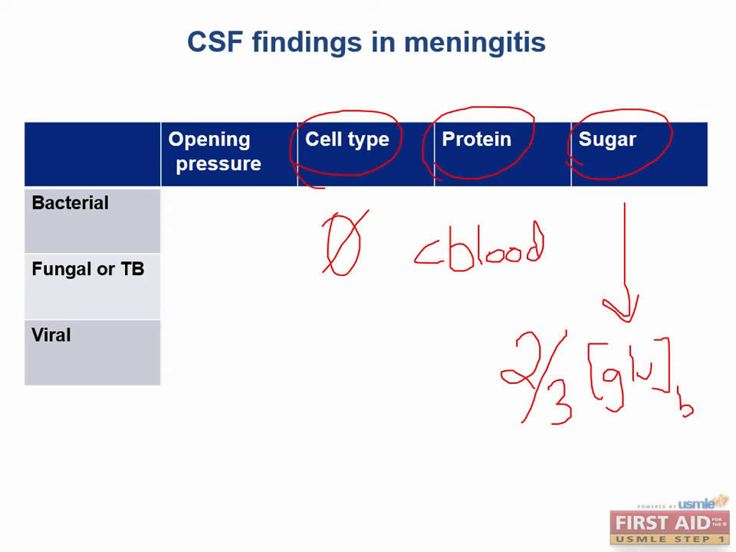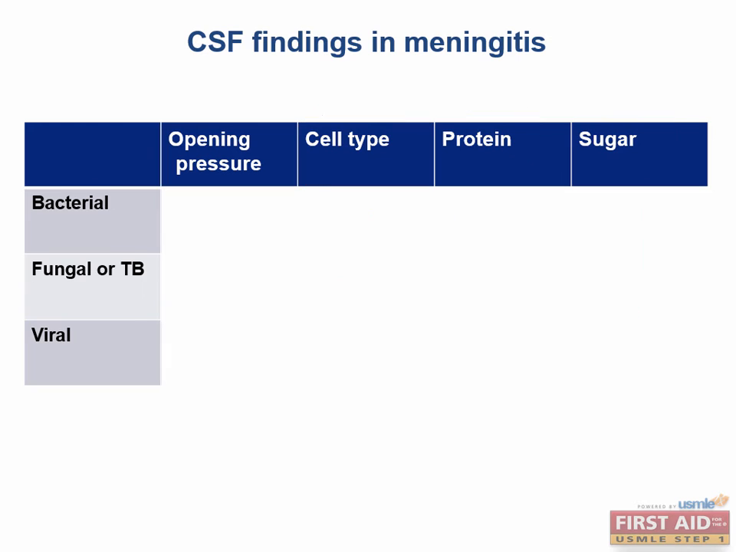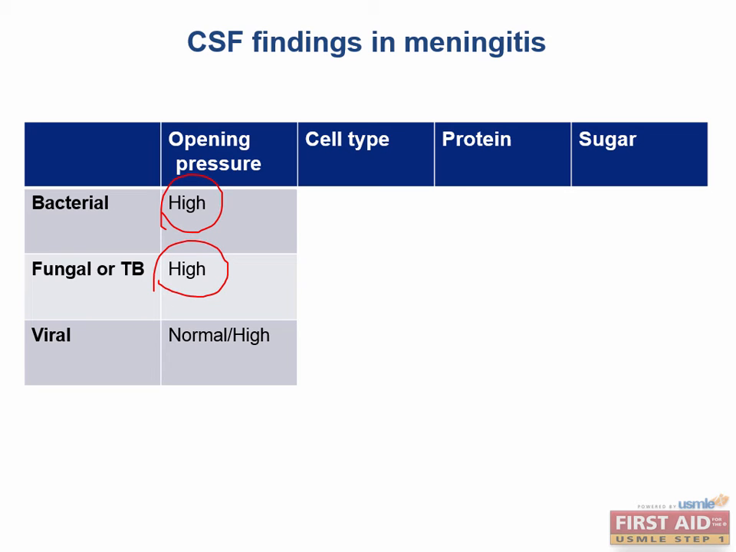So now let's compare and contrast how these different values differ in bacterial, viral, and fungal meningitis. This is very high yield for step 1, and I can almost guarantee you'll see a question like this on your exam day. First, let's consider the opening pressure. The pressure increases in fungal and bacterial meningitis and stays pretty normal or slightly elevated in viral meningitis.